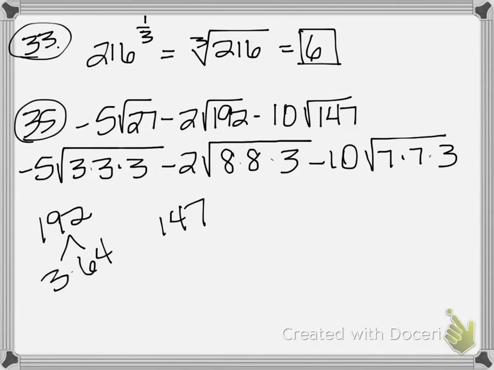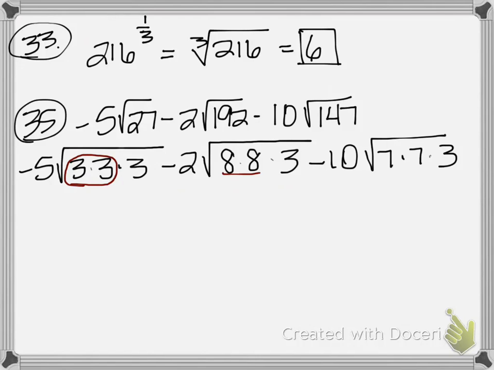So then we have 7 times 7 times 3. So when I go through, I'm going to get rid of these now. I don't need that. That was just kind of my scratch work. When I go through and simplify these, remember I can ring up 2 because I'm talking square roots, and those come out in front. So I have the -5 times the 3 and then I still have a square root of 3.